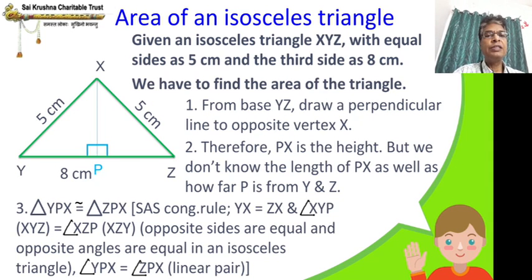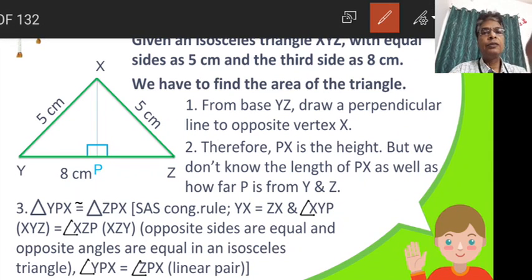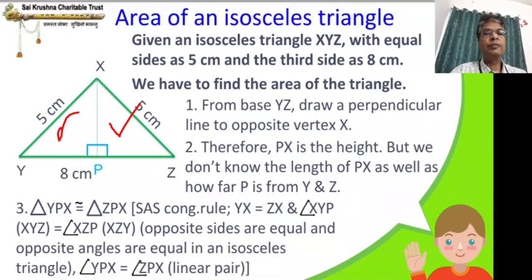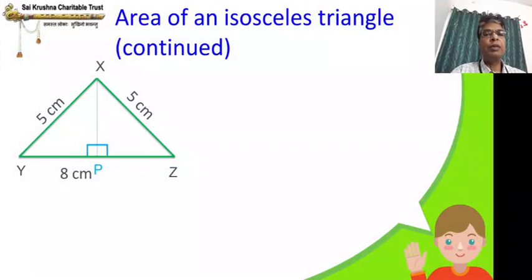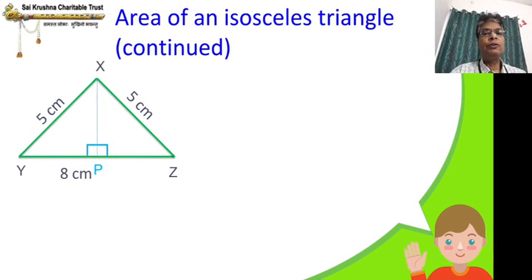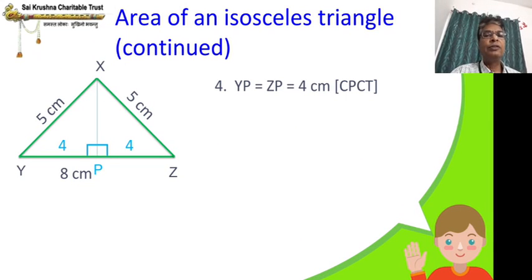We'll go to the next page. Just for your easy reference, I will mark which two triangles. So this and this, these two are congruent. So because of this, what happens? YP equal to PZ, PZ is 4 centimeters. So now we know what YP is.